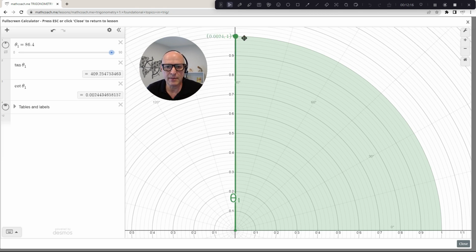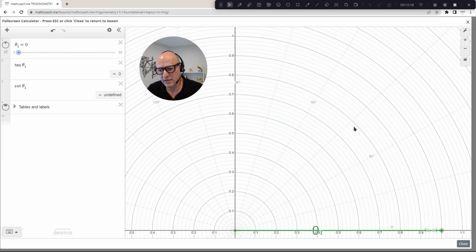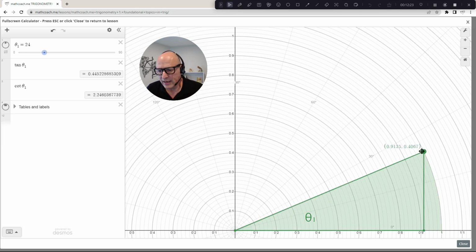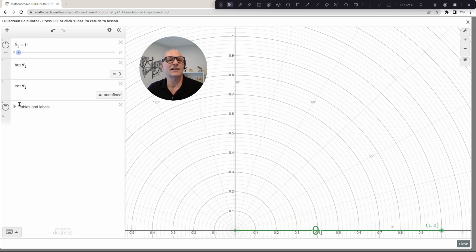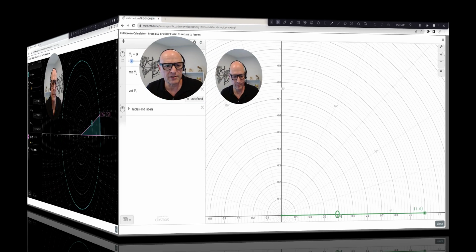And you'll find the opposite thing happens at the other end. When we get down to 0 degrees, our opposite side approaches 0 and our adjacent side approaches 1, so the tangent, opposite over adjacent, is 0 over 1, which is 0. The reciprocal of that, 1 divided by 0, is undefined for our cotangent of 0 degrees.